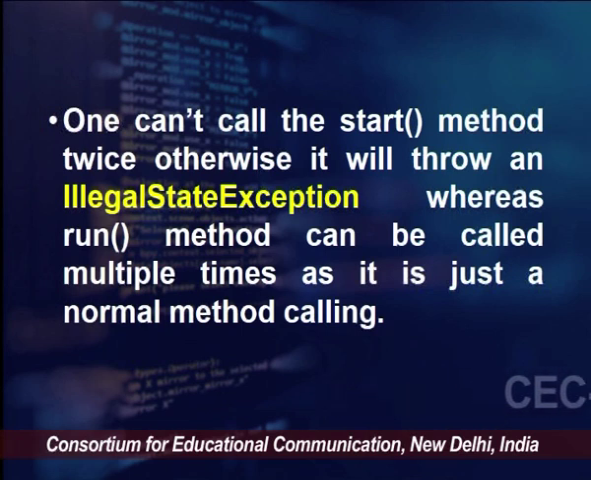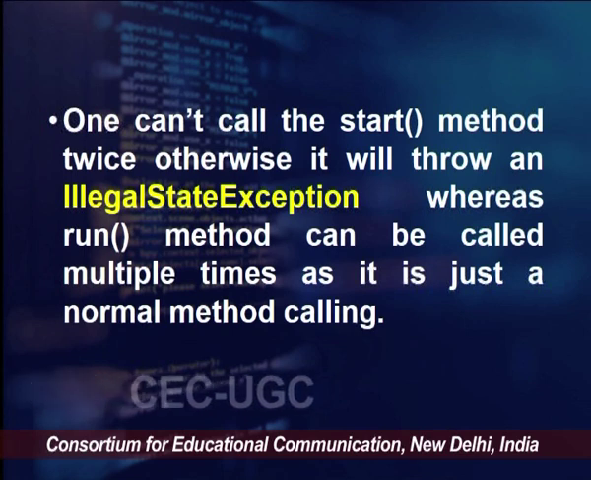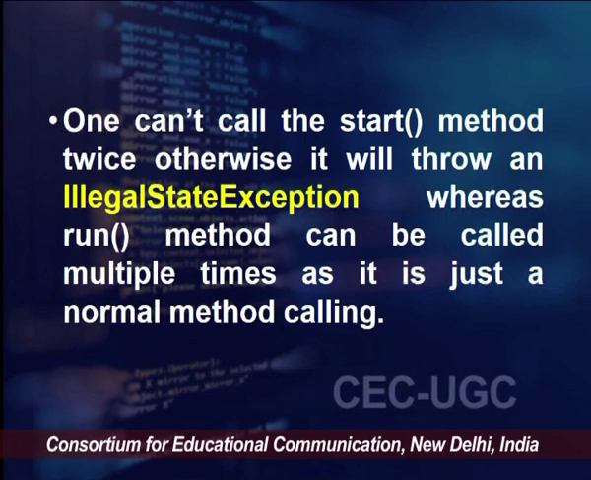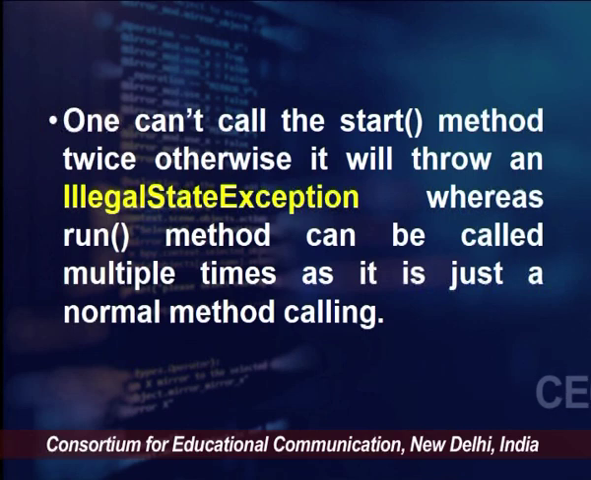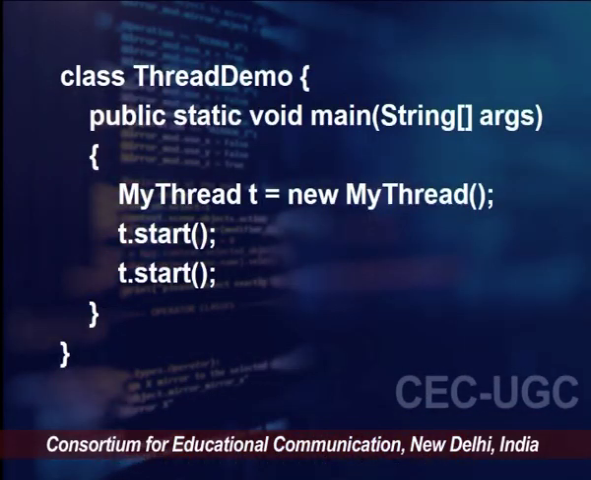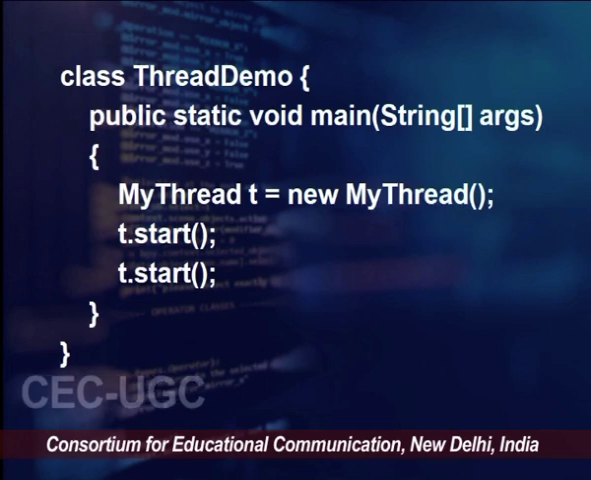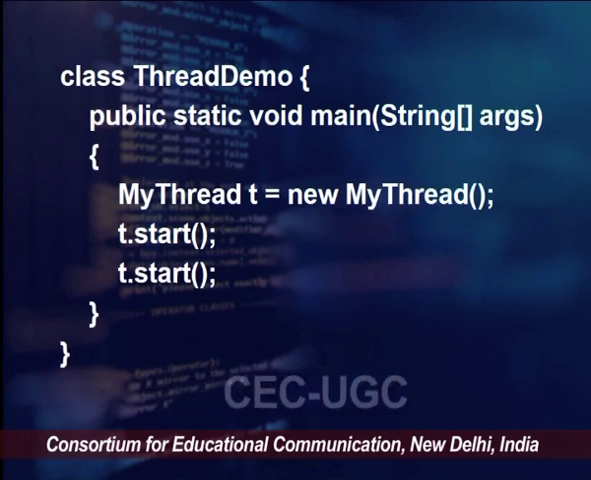Whereas the run method can be called multiple times, twice, thrice, as many times as you want, as it is just a normal method call. So the start method is what actually starts the thread and executes whatever is written inside it. So, let us see how t.start(), if we use it multiple times, is going to throw the exception, or how it is going to behave.